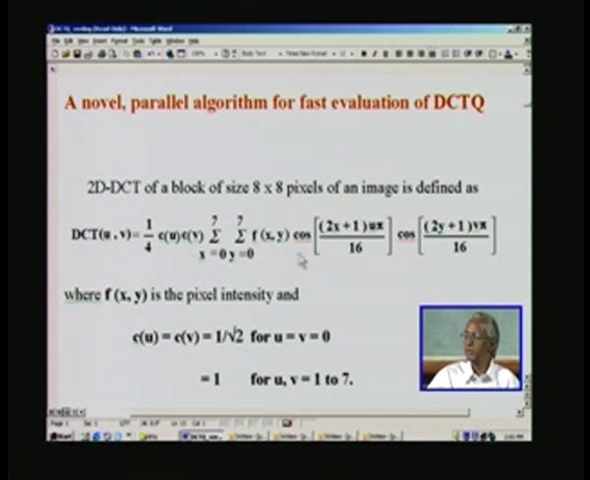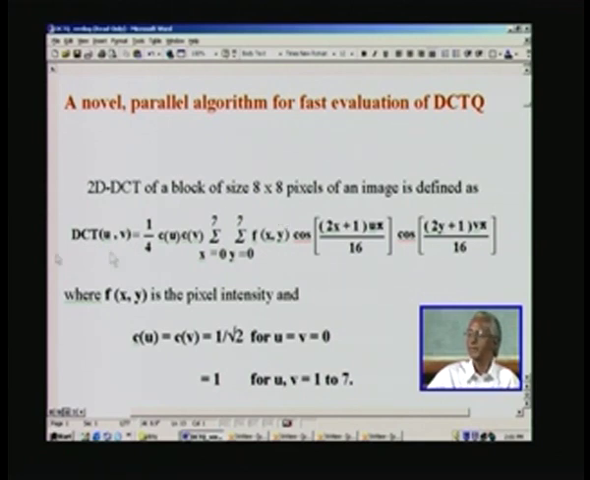Mind you, there is no direct relationship between each of these pixels and the coefficients. You can't say one pixel is related to one coefficient. In fact, each coefficient is a conglomeration of the information from all the pixels.